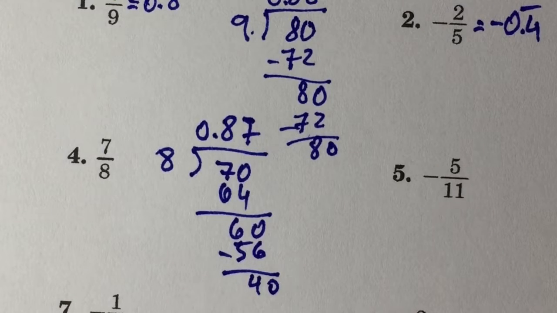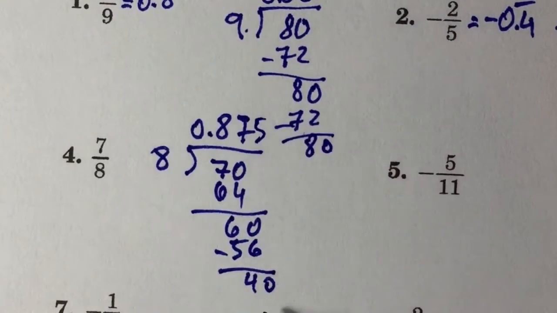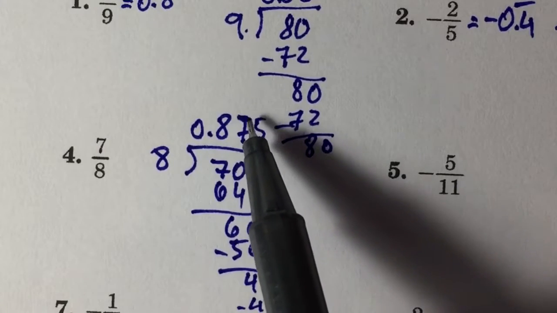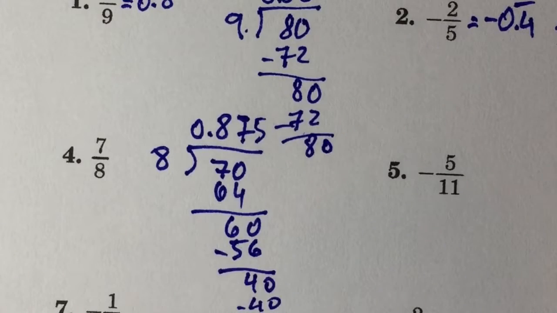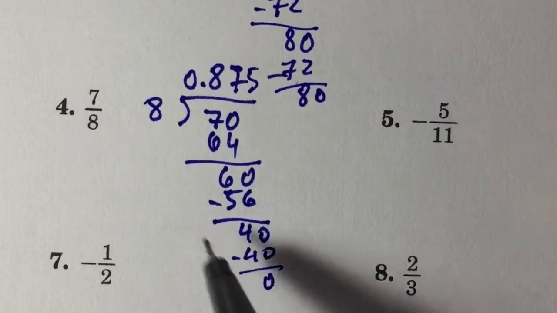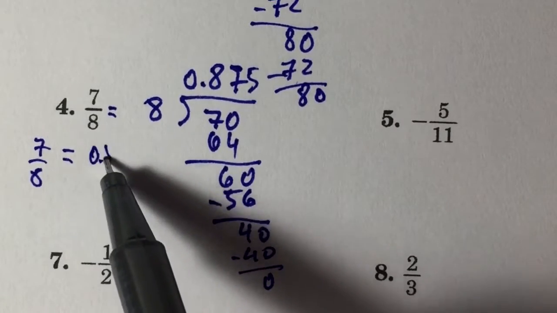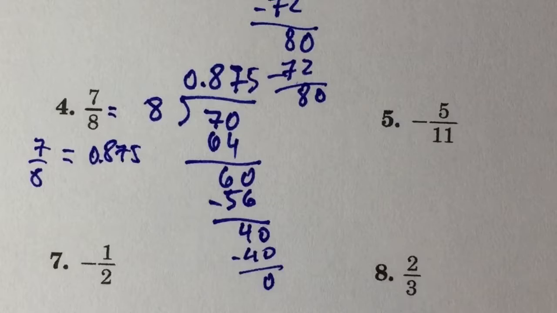Okay, so it's going to be again 8 times 5 is 40. Okay, if I add more numbers, 0.875. This ends here, so it's not necessary to put a repeating decimal because the division ends right here, and I write 7 divided by 8 as 0.875. It's not a repeating decimal.